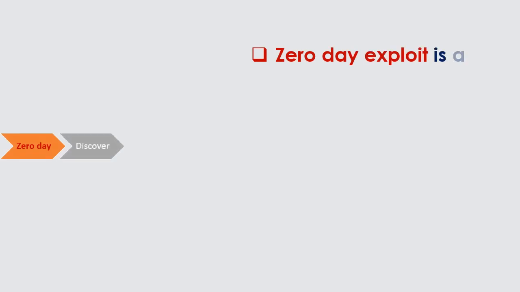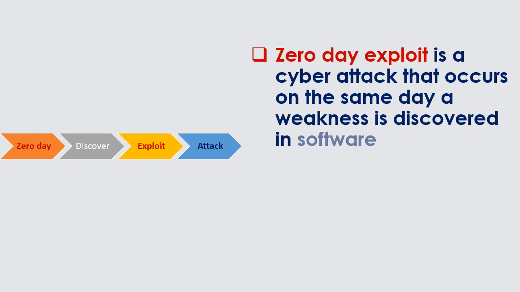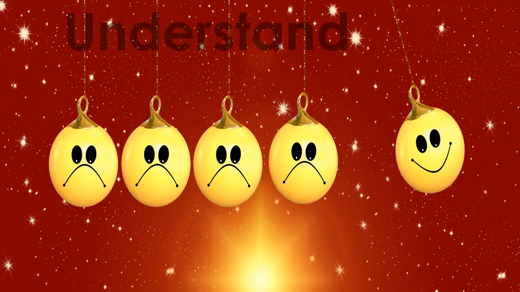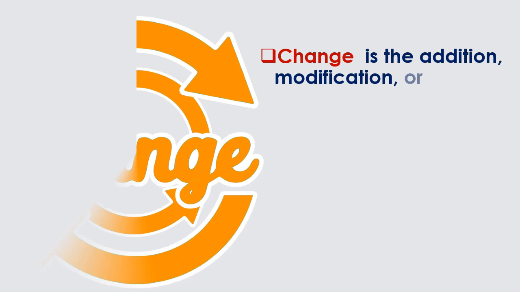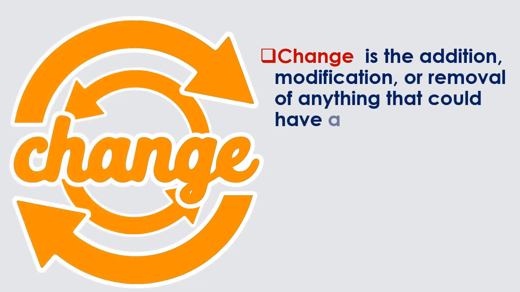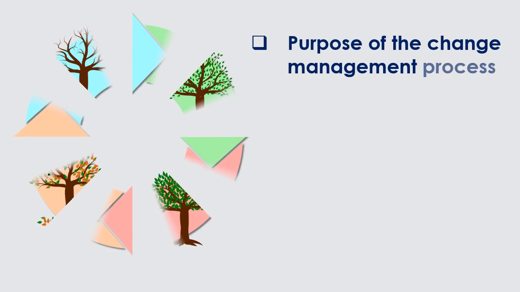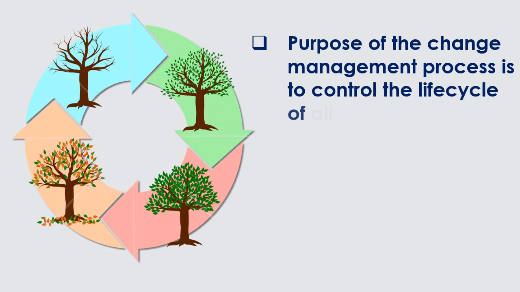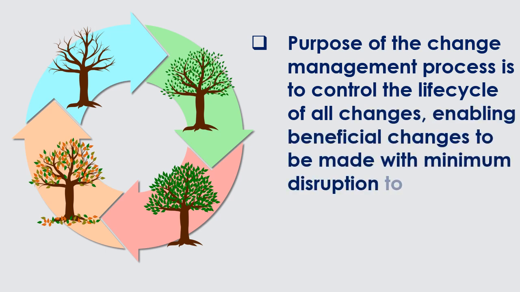0-day exploit is a cyber attack that occurs on the same day a weakness is discovered in software. At that point, it's exploited before a fix becomes available from its creator. Understand and participate in change management processes. Change is the addition, modification, or removal of anything that could have a direct or indirect effect on services. Purpose of the change management process is to control the life cycle of all changes, enabling beneficial changes to be made with minimum disruption to IT services.